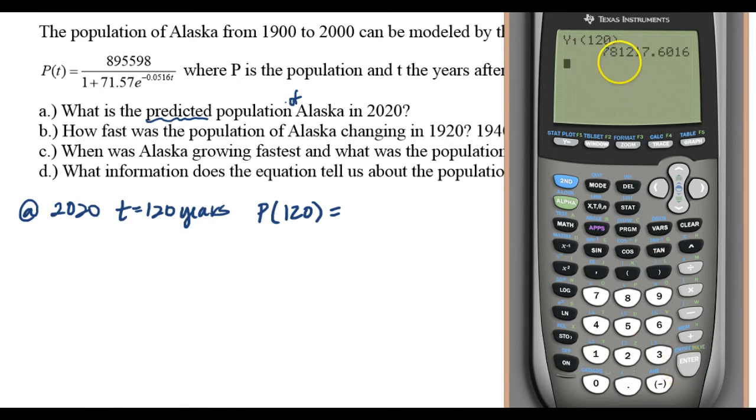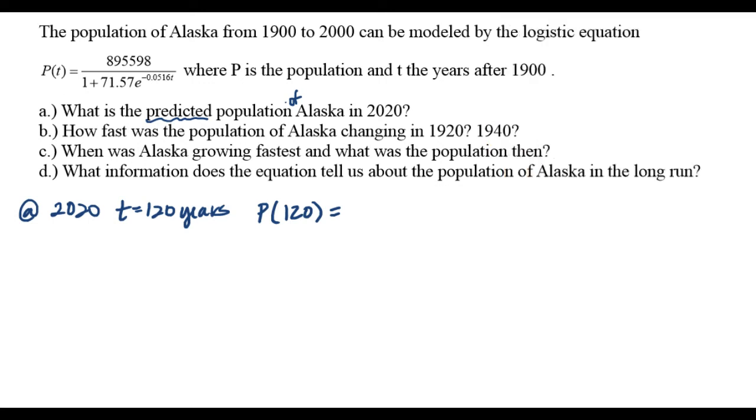And enter. So the predicted population of Alaska in 2020 is 781,217 or 218 people. We'll round to the nearest person. So 781,218 people. So that's the predicted population of Alaska in 2020.